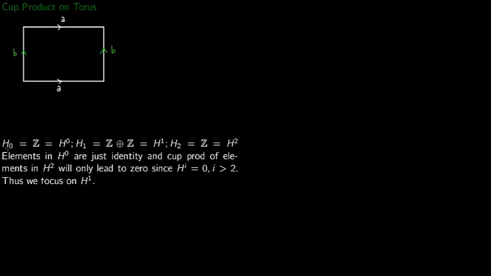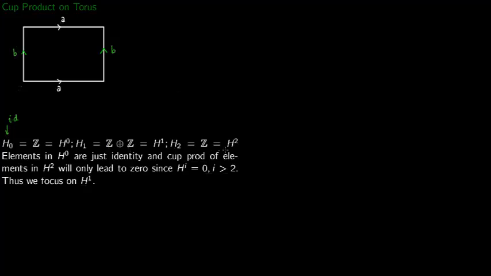So the homology groups and cohomology groups of torus coincide. So this is the 0th homology and cohomology group, just integers. The first homology and cohomology group, which is integer direct sum with integers. Second cohomology group is just integers. So we know in the cup product these are just identity elements. So these are just ID. So if you take cup product with this, nothing is going to happen.